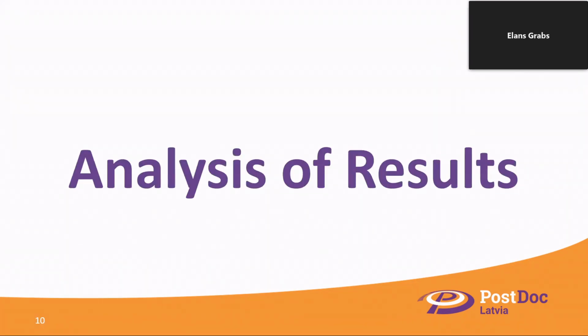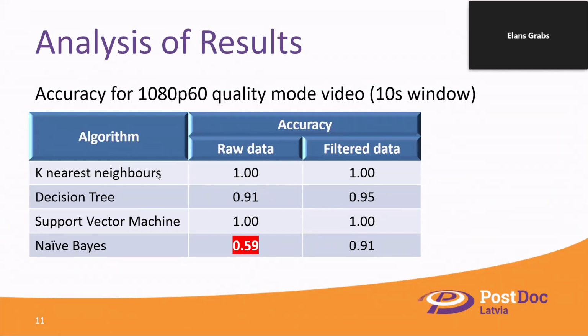I will go straight to the results, using the four most popular algorithms for video traffic captured at 1080p 60 video quality mode with a 10 second window size, both for raw data and filtered data. This means that the data, for example raw data, has been split into two subsets, training data and testing data, which was used to estimate the accuracy. The same has been performed for filtered data.